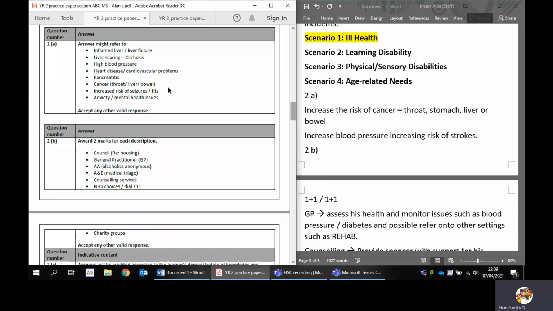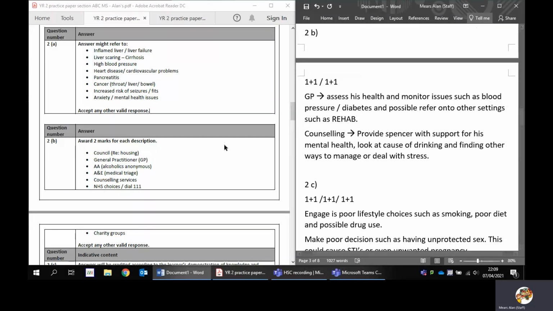Now, again, as we said before, any other valid response. If you're aware of any other health condition that comes about as a result of heavy drinking, that would absolutely be fine. If it's not on the list, doesn't matter, as long as it's accurate and correct. So if you put increased risk of diabetes, which is associated with drinking, that would be fine, even though it's not on the list. It's a realistic, valid response.